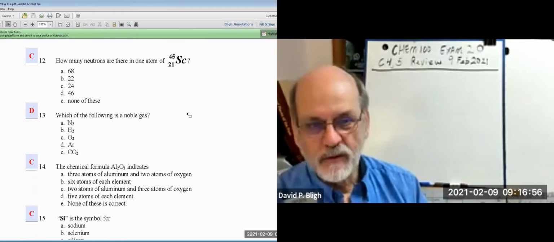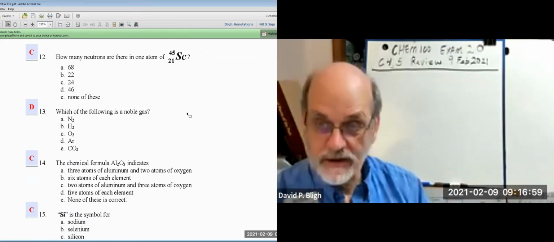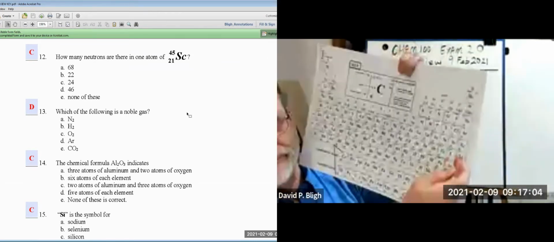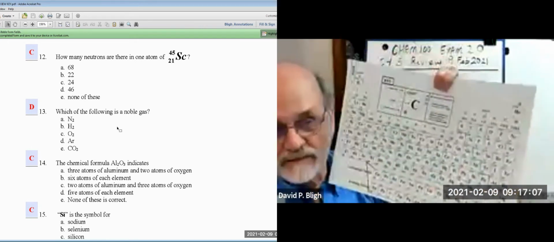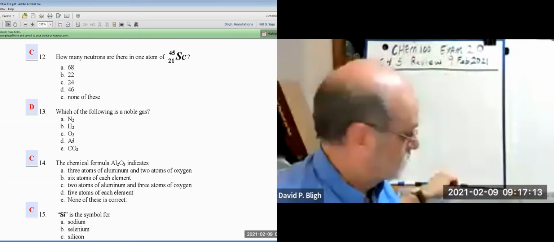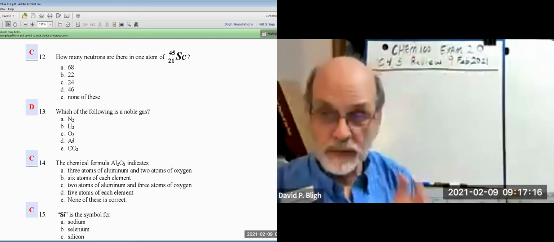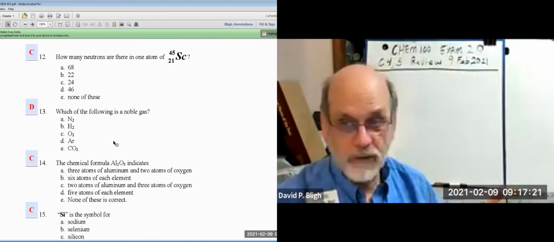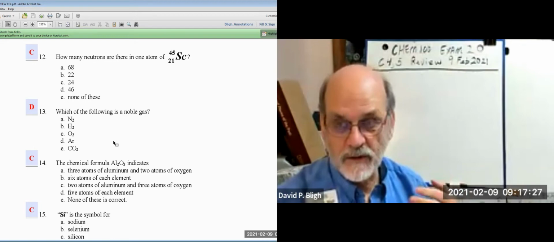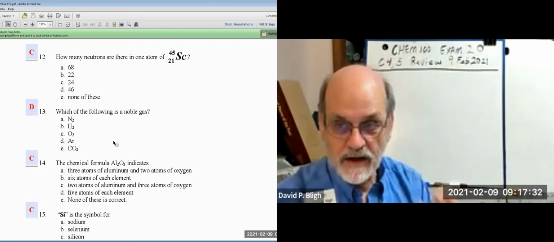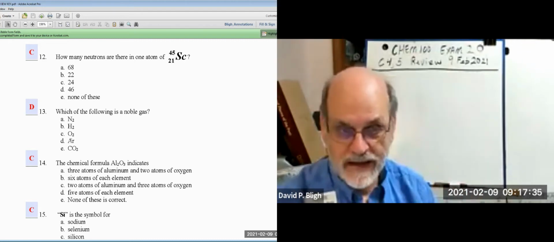13, which of the following is a noble gas? So you got to know where the noble gases are on your periodic table, right? Over here to the far right, and just find the one that matches. Noble gas is argon. There's another clue in here also. Test-taking technique for multiple choice questions. If you know that noble gases do not form compounds and do not combine with one another to form molecules, then you know that the only possible answer in there is a single symbol, right? Ar, argon.